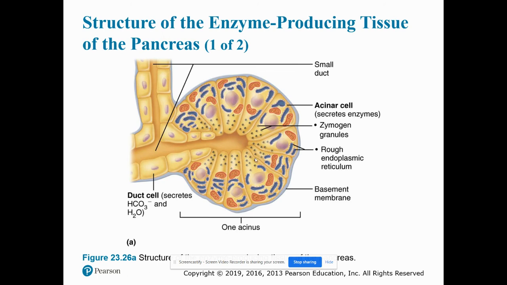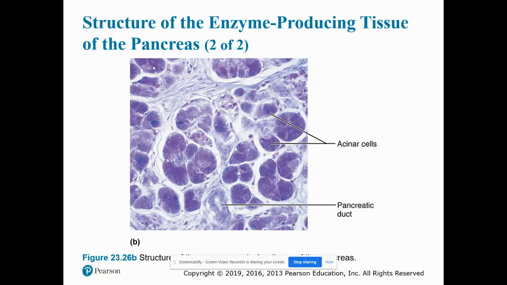So this is an acinar cell right here. And then we would see the zymogen granules. These would be the duct cells. And then you can see the small ducts here and here. There we go. Again, acinar cell, and then the pancreatic duct.